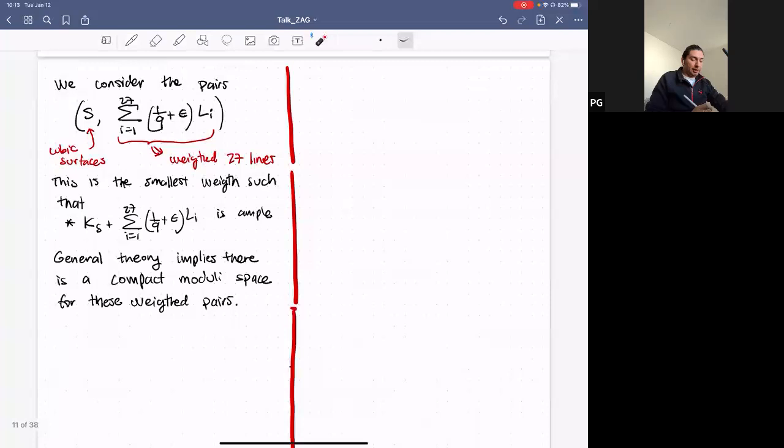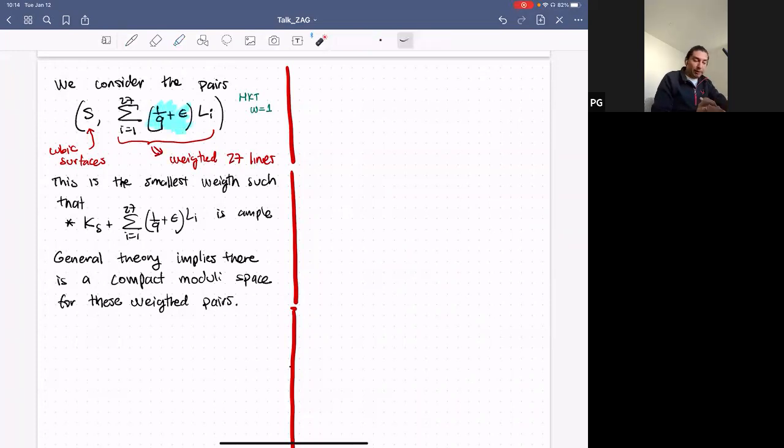So what do we do? How do we get this in our context? The first thing is that we need to consider pairs where you have smooth cubic surfaces, and you have the 27 lines, but you're going to have a weight on it. The weight is going to be 1/9 plus epsilon. And this is a difference with the KSBA, with the Hacking, Keel and Tevelev perspective. In the Hacking, Keel and Tevelev world, they use weight equal to 1. And we use 1/9 plus epsilon.